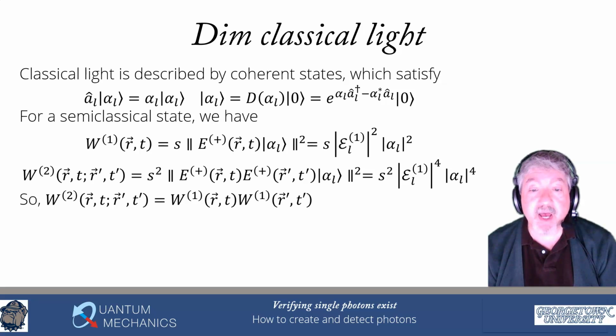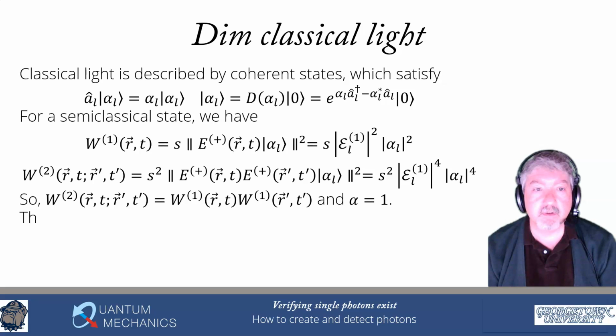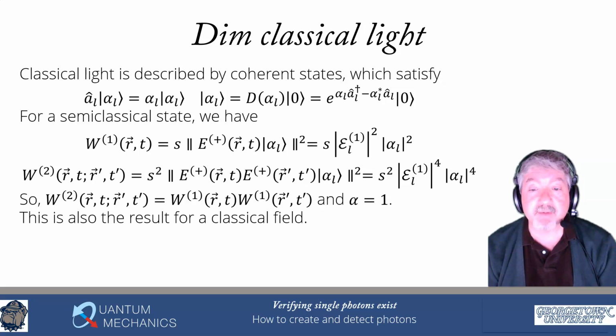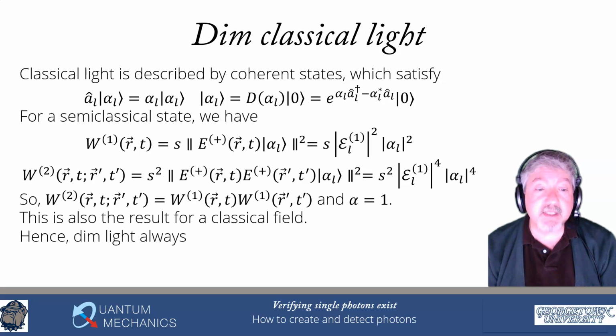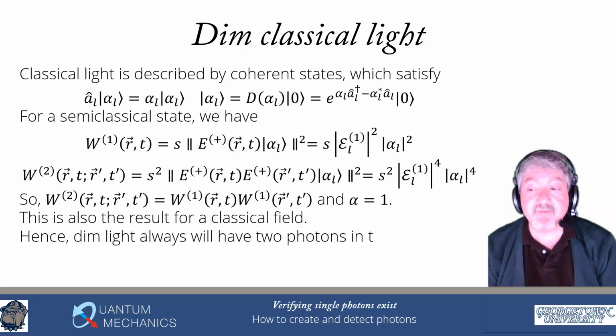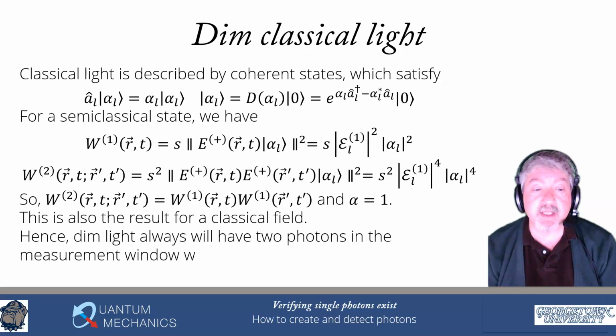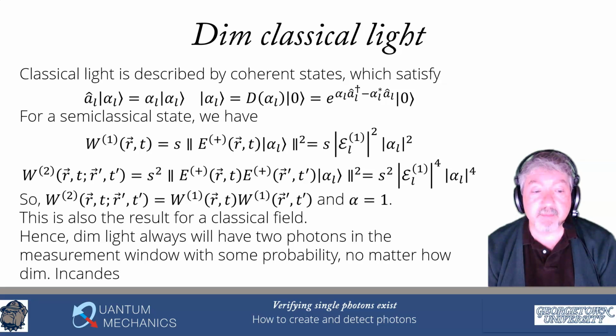That's what is meant by a classical state of light or a semi-classical state of light. It's going to have that parameter alpha equal to 1. And that's the result of a classical field. So they're never single photon states. What we find is dim light will always have a small probability to have 2 photons in the measurement window during a given experiment, no matter how dim it is.